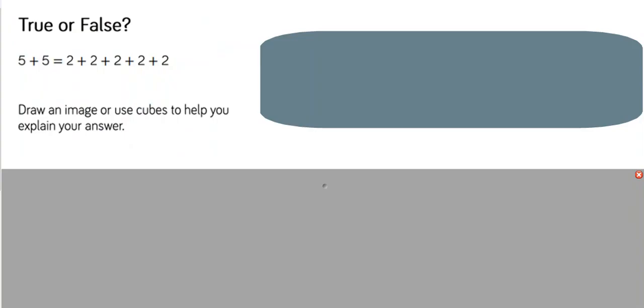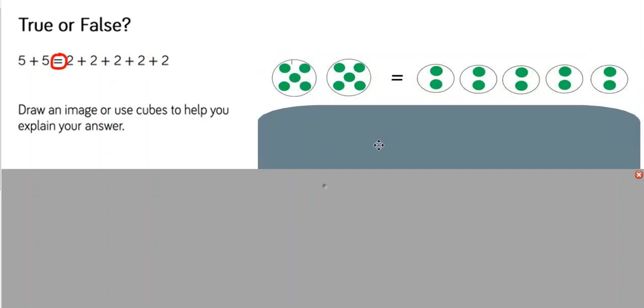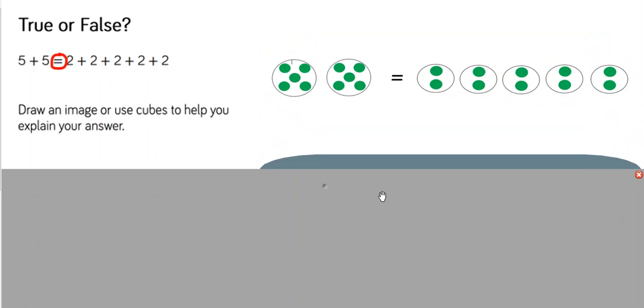Let's have a look at this one. So, true or false? 5 add 5 is equal to or the same as 2 add 2 add 2 add 2 add 2. Draw an image or use cubes to help you explain your answer. Okay, so we're wanting to know whether 5 add 5 has the same answer as 2 add 2 add 2 add 2 add 2. Okay, so use this to help you.